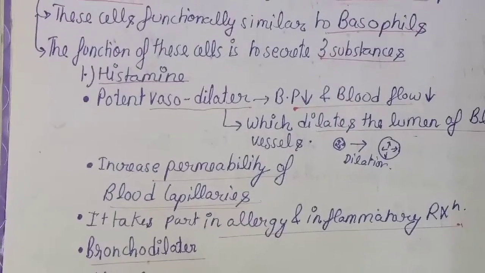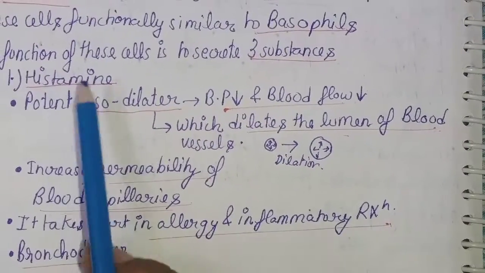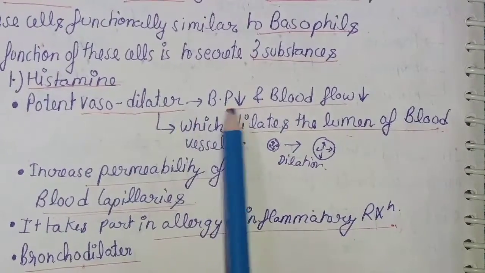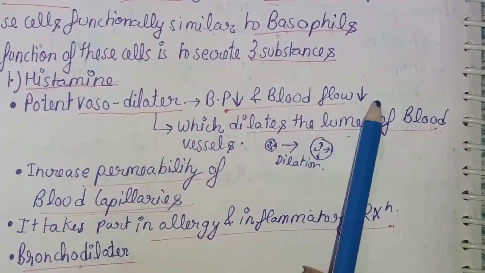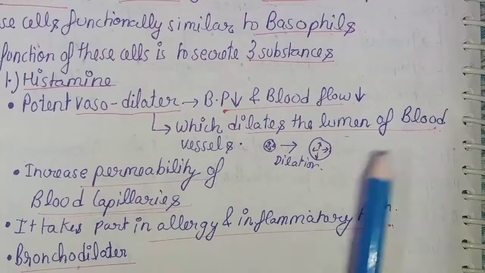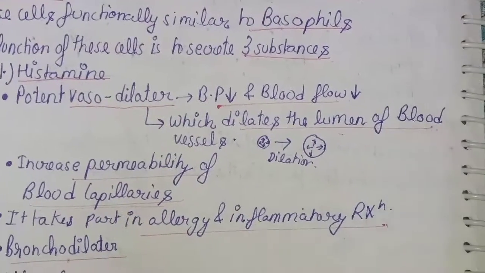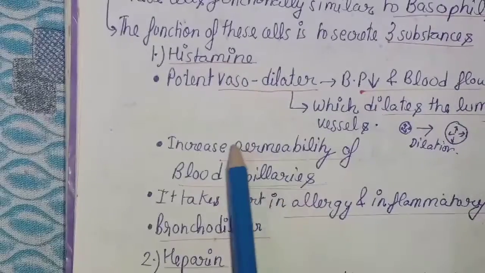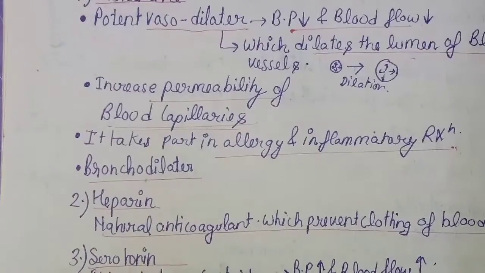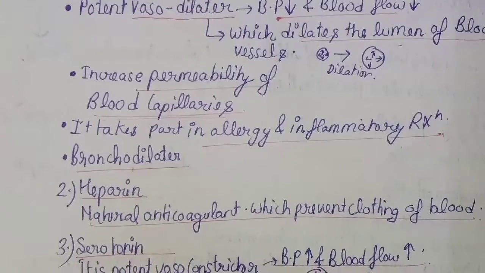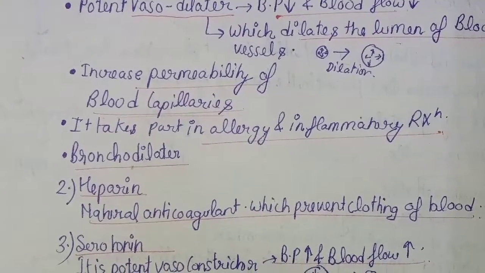Now coming to histamine, it is a potent vasodilator which will decrease the BP, and if the BP is decreased, then blood flow will also decrease. It dilates the lumen of the blood vessels, and it also increases the permeability of the blood capillaries. It takes part in allergy and inflammatory reactions, and it is a bronchodilator.